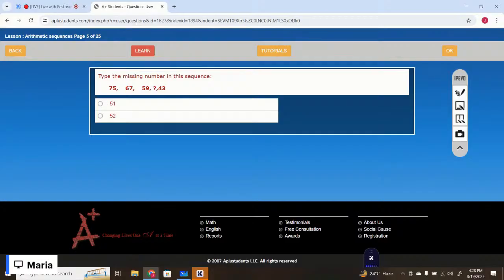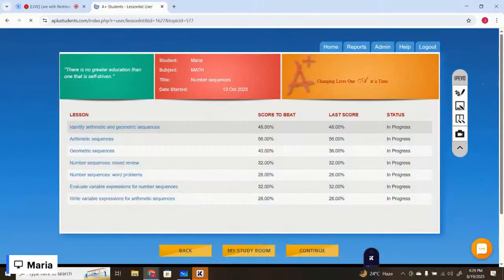Type the missing number in the sequence: 75, 67, 59. So the missing number is, you're subtracting 8 every time, right? So the missing number is 51. Option number 1 is the correct option. Okay, you can complete the lesson by yourself later. Let me just move on to the next lesson.